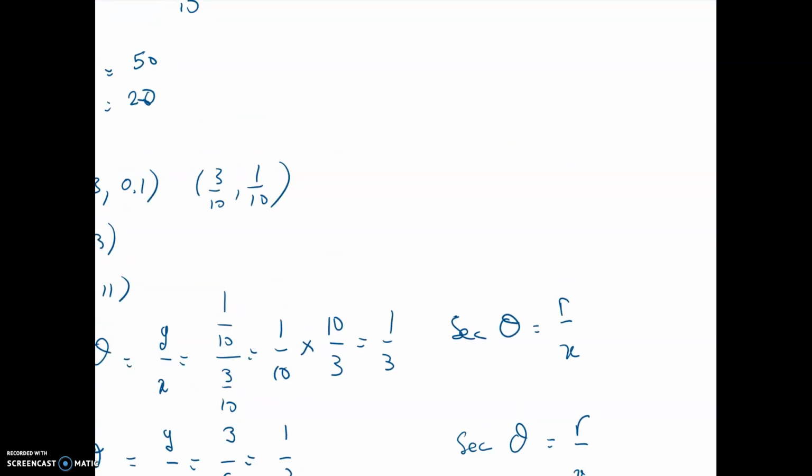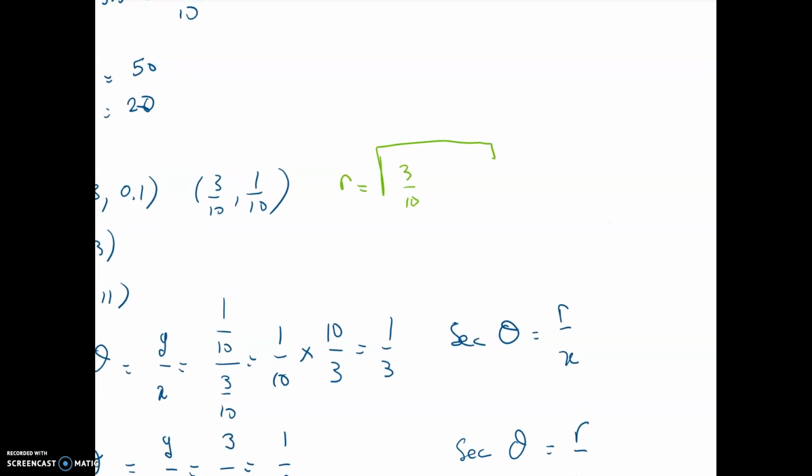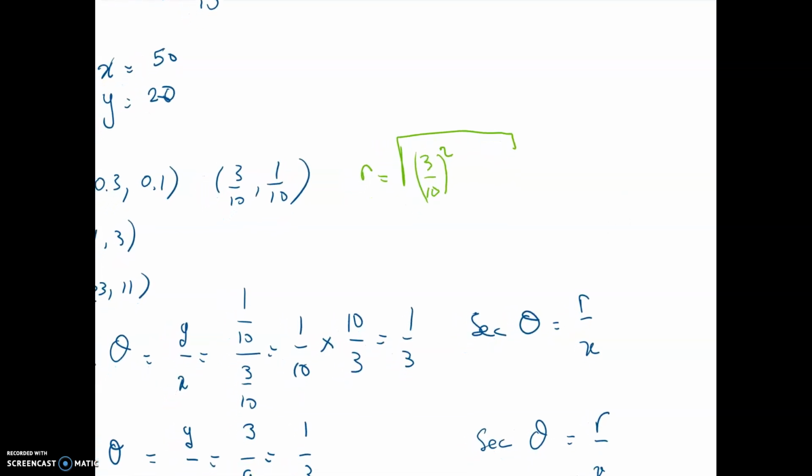I'm going to choose another color, the value of r, which is the square root of x squared plus y squared using the Pythagorean theorem. So in that case, it's going to be 3 out of 10 squared, and I'm taking everything, plus 1 out of 10 squared.